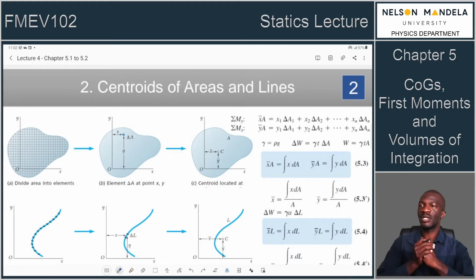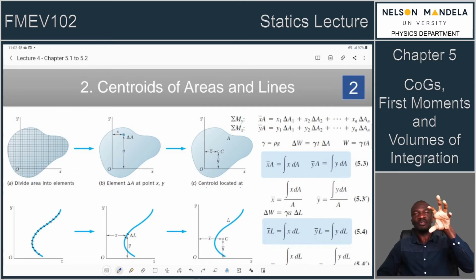The second principle is on centroids of areas and lines. So what is a centroid? A centroid is a geometrical location, x, y, and if it's in 3D, a z point. It is a geometrical location which defines the geometrical center of this object. If it were a square, the centroid is exactly half the length, half the height. If it were a rectangle, it's exactly half the length, half the width.